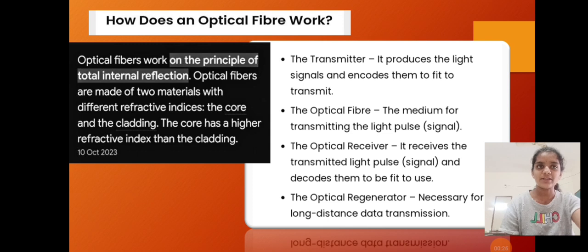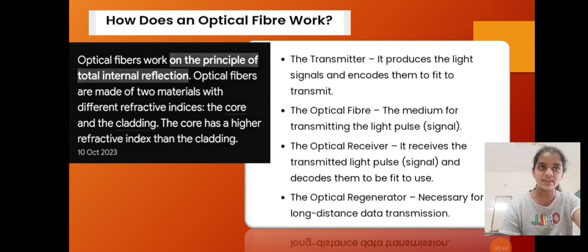How does an optical fiber work? An optical fiber works on the principle of total internal reflection. Optical fibers are made up of two materials with different refractive indices, the core and the cladding. The core has a higher refractive index than the cladding.